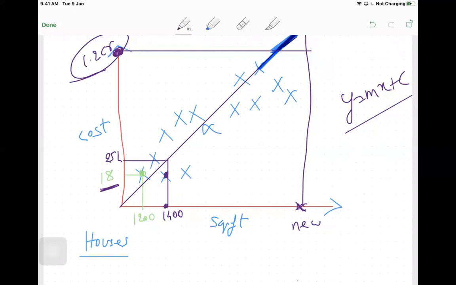Am I clear? So what is the difference between this particular point that we have predicted and the actual cost that we have here? That particular thing is nothing but your deviation, or you call it an error.